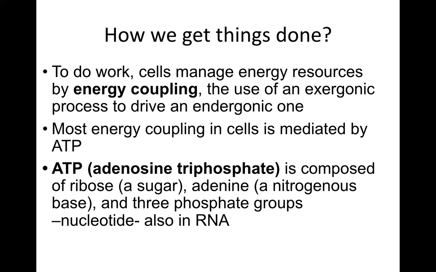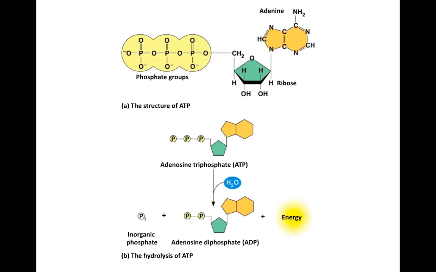Anabolic processes, which build organic molecules and require energy, are coupled to catabolic processes, which release energy and break down large molecules. Usually this coupling is not direct, but mediated by the synthesis and hydrolysis of ATP. Most energy coupling in cells is mediated by ATP. ATP, adenosine triphosphate, is a nucleotide, I'm going to remind you, composed of the nitrogen-containing base adenine, a ribose sugar, and three phosphate groups. As such, ATP is also a component of RNA molecules.